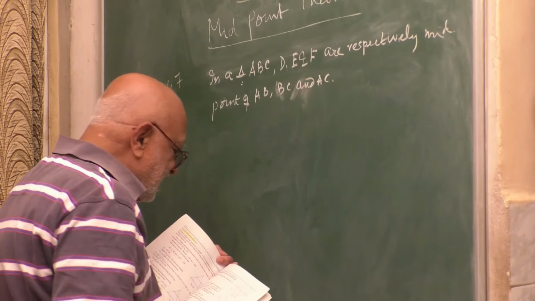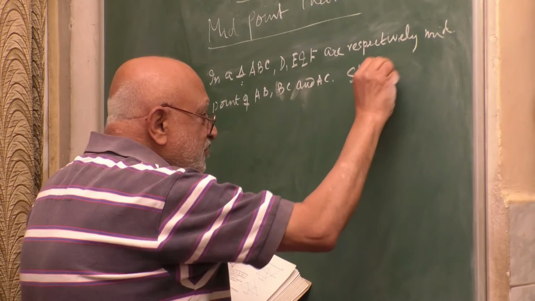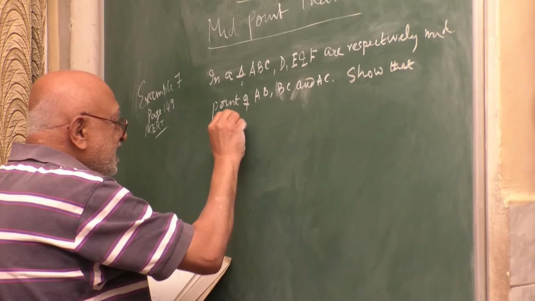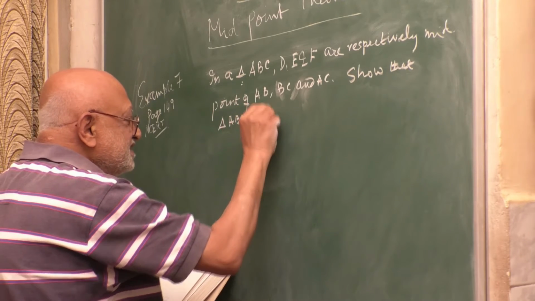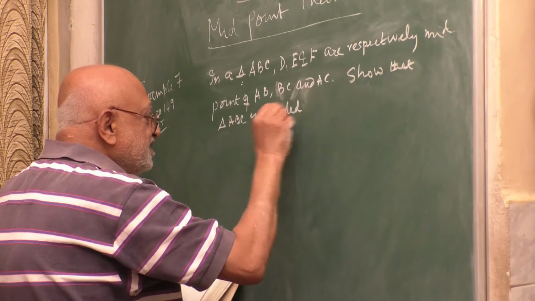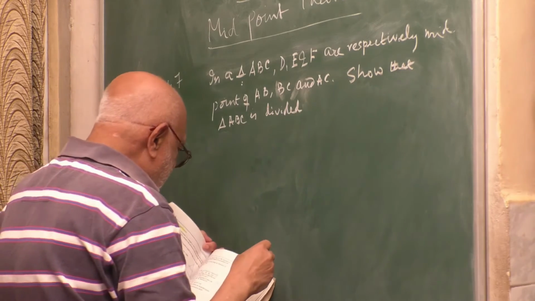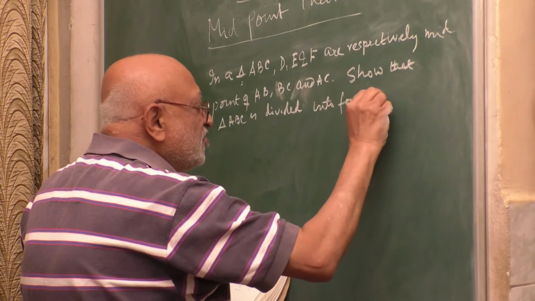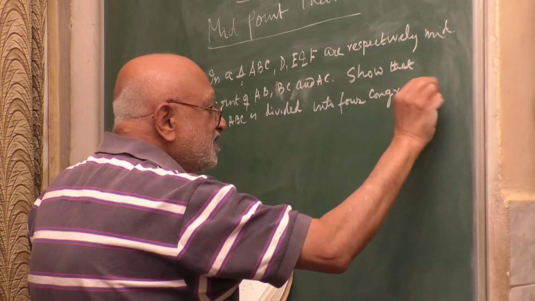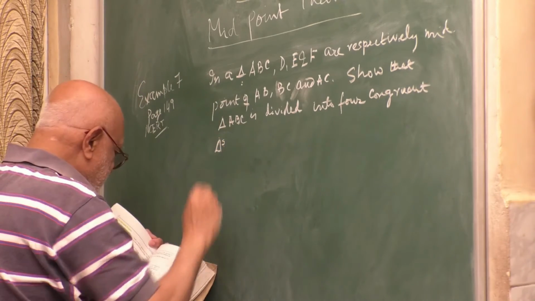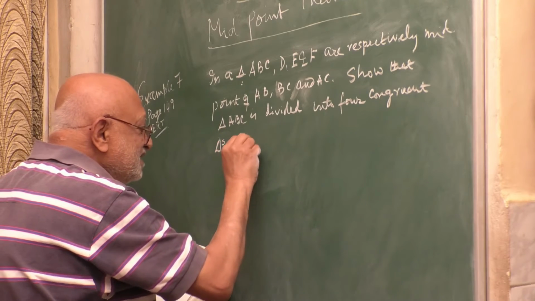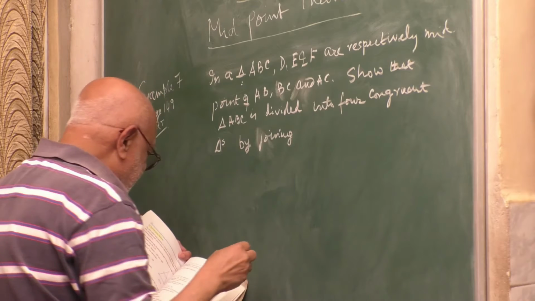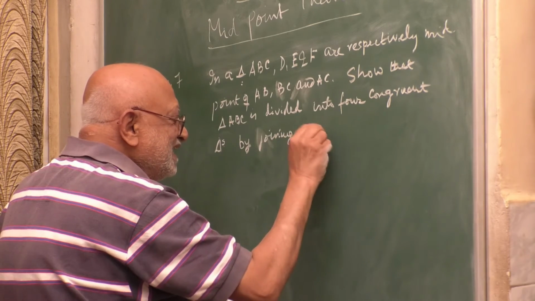So that triangle ABC is divided into four congruent triangles by joining D, E and F.